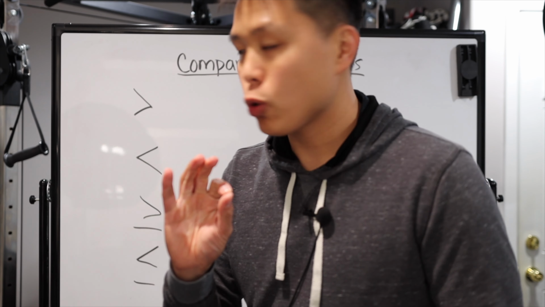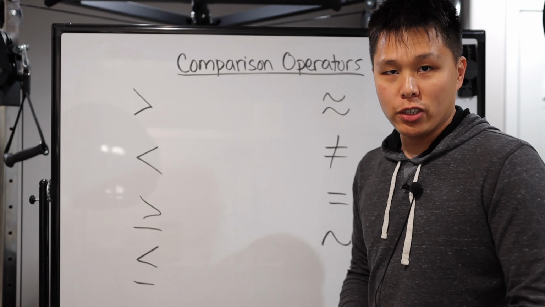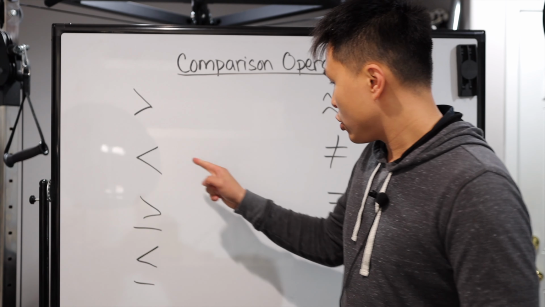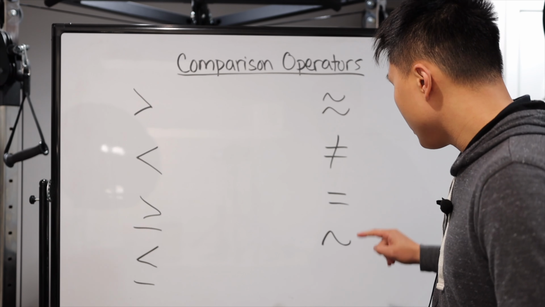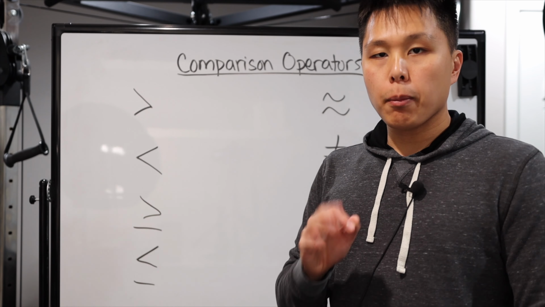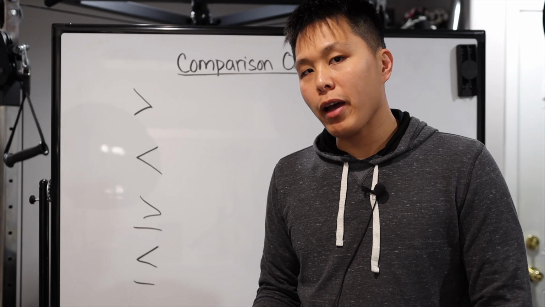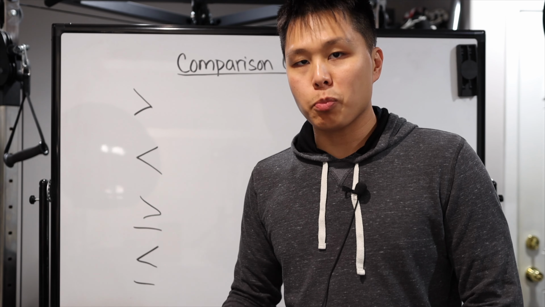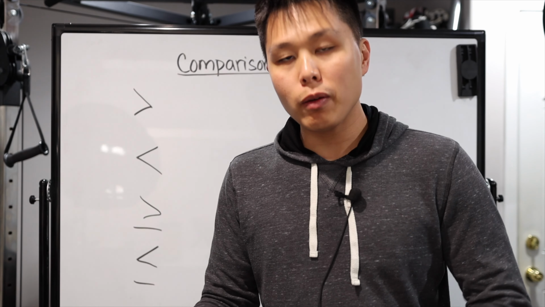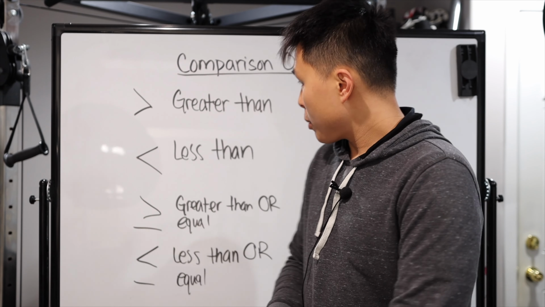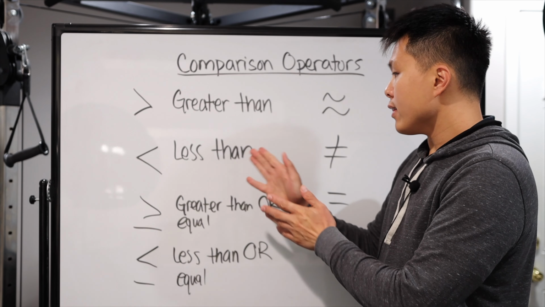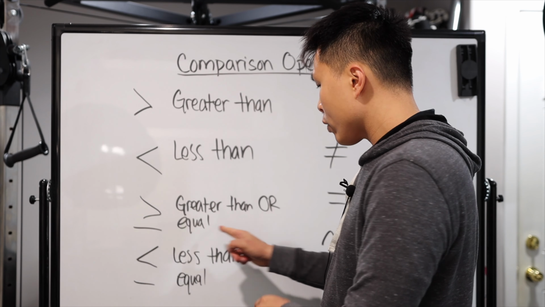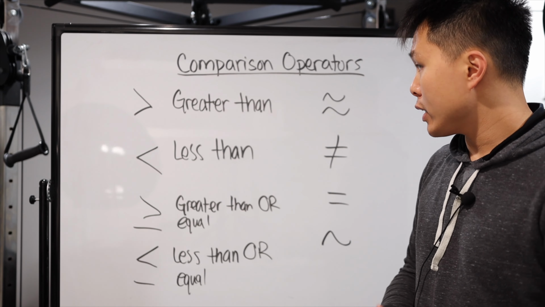Today we're going to spend a short amount of time and talk about comparison operators. Now there are 8 common comparison operators that you would normally see in math, particularly in algebra. So let's go over each and every one of them and how to remember them. Let's talk about the first four. We have greater than, less than, greater than or equal, less than or equal.